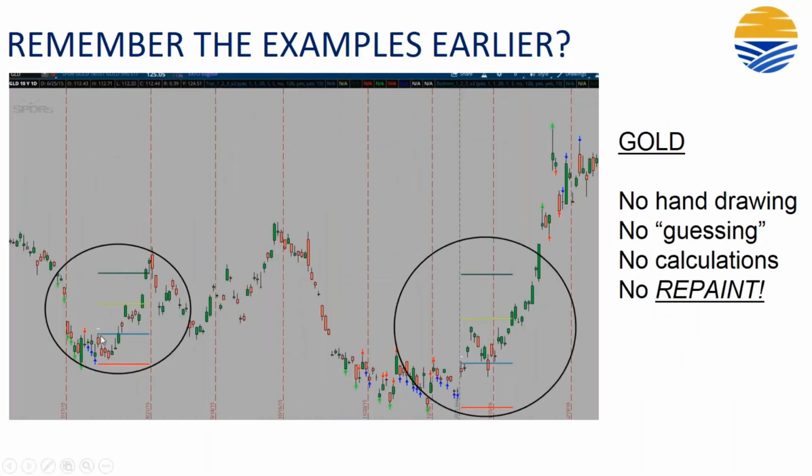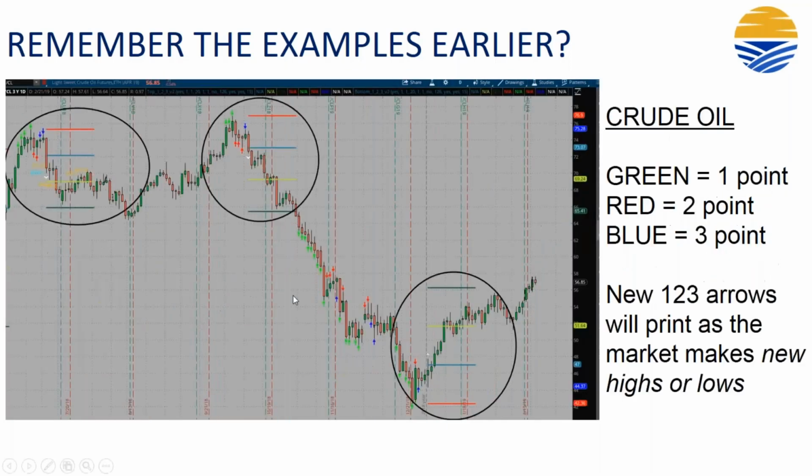Let's look at the gold example. Actually, let me go back to crude. What about all these green arrows? Why in the heck do we see all these green arrows? Great question. These are just indicating and showing us that we're making new lows, so we're starting new counts.